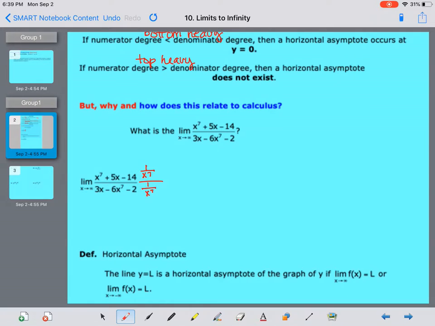All I'm doing is multiplying by 1 here, but I'm trying to divide out that x to the 7th, because that's our largest term. When we talk about infinity, we're talking about large values, therefore we're looking at our largest term. If I just do some distribution, I'll get x to the 7th over x to the 7th plus 5x over x to the 7th. All I'm doing is distributing this 1 over x to the 7th, and I'm going to do the same thing to the bottom.